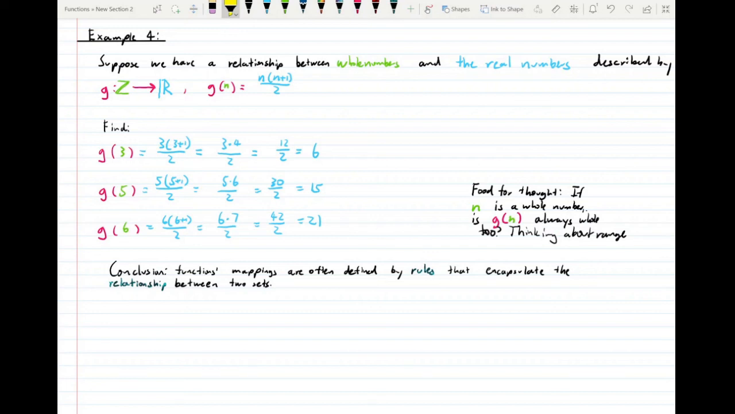The main takeaway you should get from this video is that function mappings will be defined most often by rules that encapsulate the relationship between an input set and the output set, and that the function is usually written with describing this relationship in mind. And that's functions defined by rules.